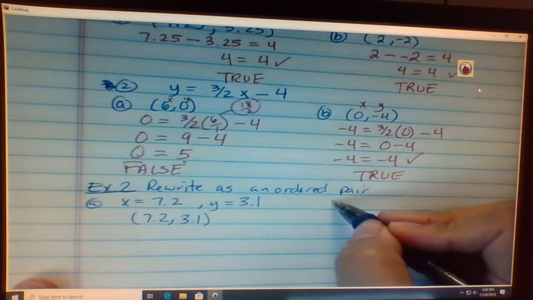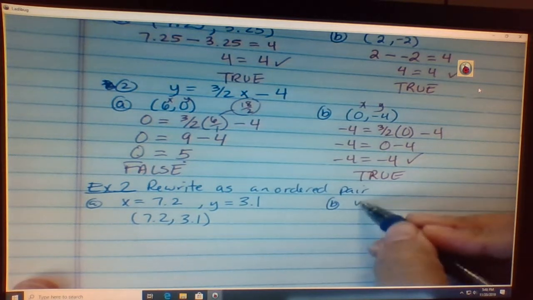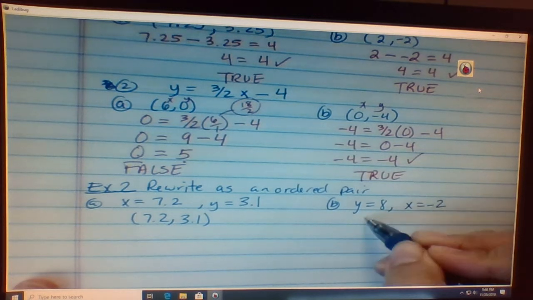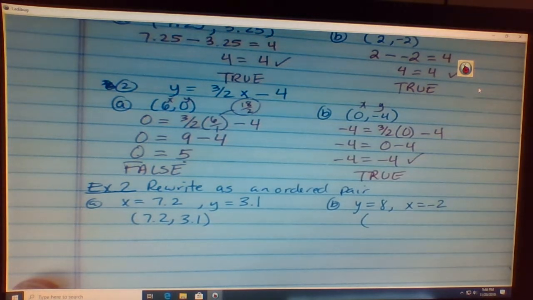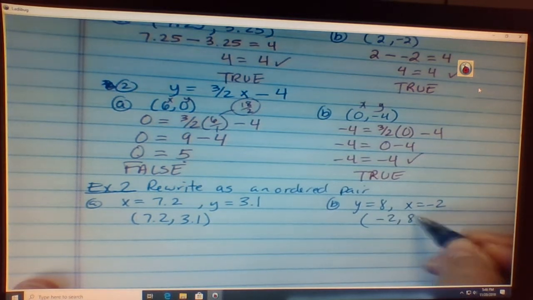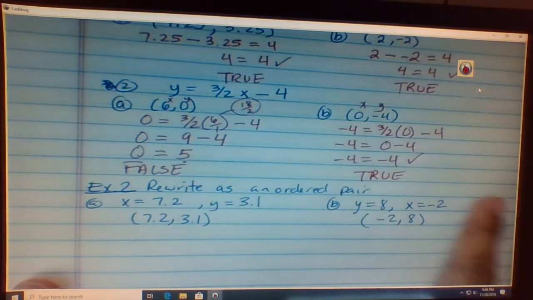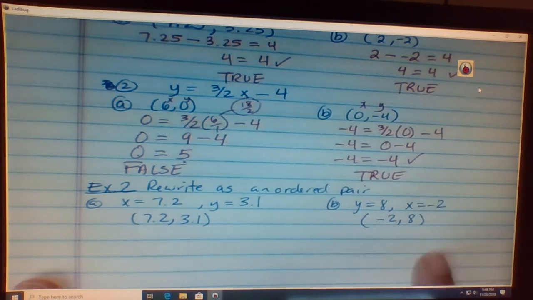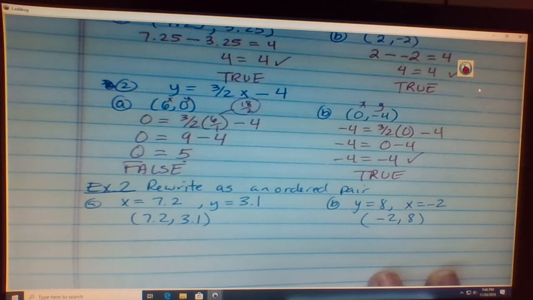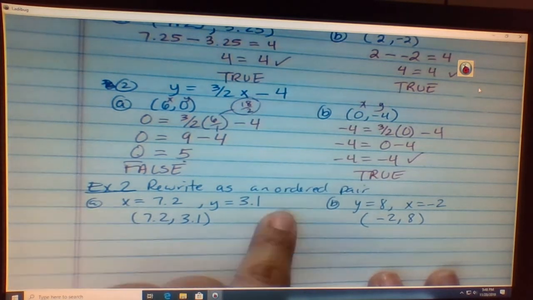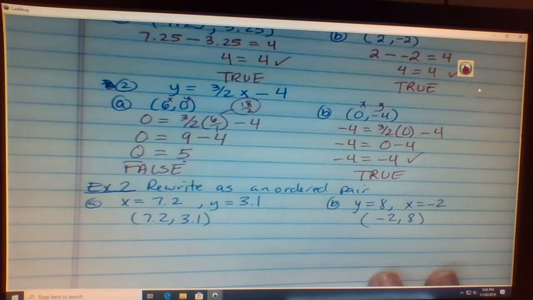All right, and just one more. Y equals 8, X equals -2. How do you write this one? -2, 8. So make sure you know, hey, this is X, so that one has to go first. So don't get confused, don't get mixed up there. And vice versa. If they give you this, that means X is this and Y is that. So are we okay there?